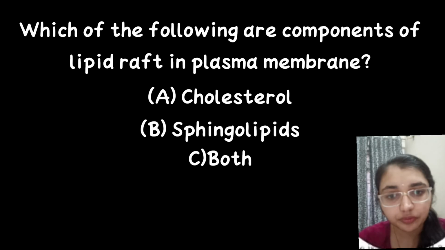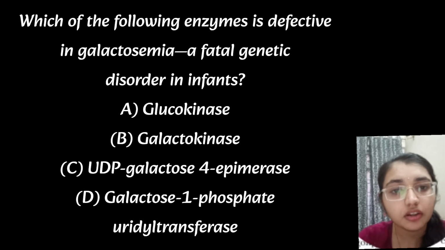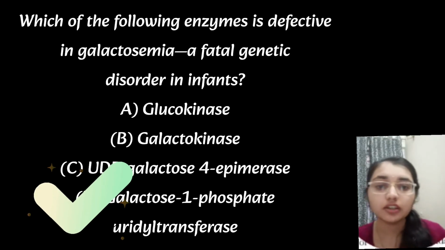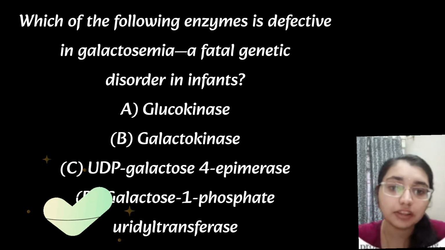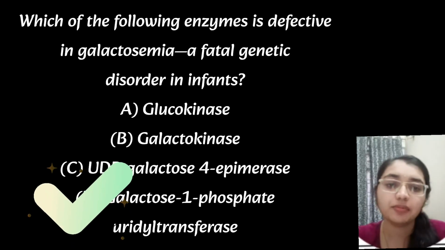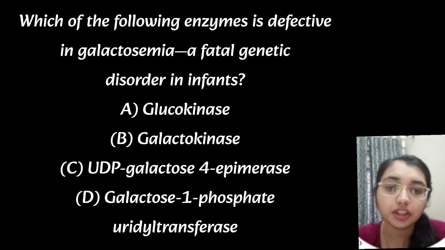Next, which one of the following enzymes is defective in galactosemia, a fatal genetic disorder in infants? Galactose 1 phosphate uridyl transferase is the answer, GALT. Galactosemia is most commonly caused by a defect in the enzyme GALT. This is an enzyme that is important for metabolism of galactose, and its deficiency leads to accumulation of galactose 1 phosphate, which is toxic to the cell.